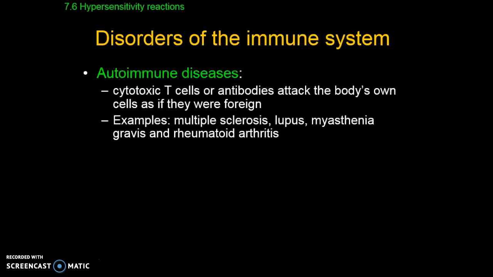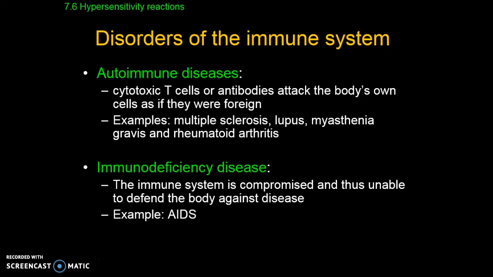Some more disorders of the immune system. There are autoimmune diseases, and that's when the immune system attacks the host, attacks the cells. Some examples of this are multiple sclerosis, lupus, rheumatoid arthritis, and myasthenia gravis. And then there are immunodeficiency diseases, where the immune system is compromised and thus unable to defend the body against disease. A pretty prominent example of this is AIDS, or acquired immunodeficiency syndrome.